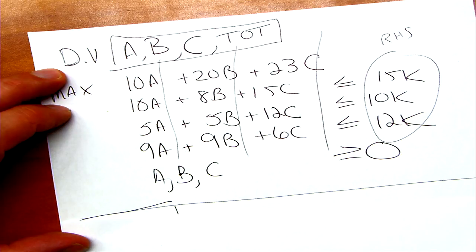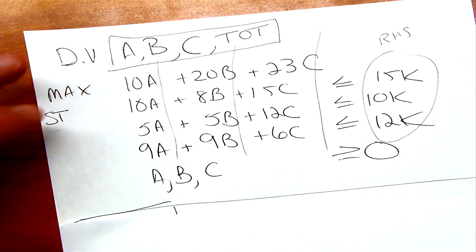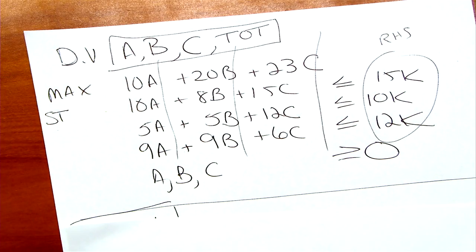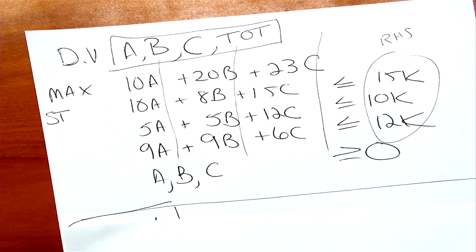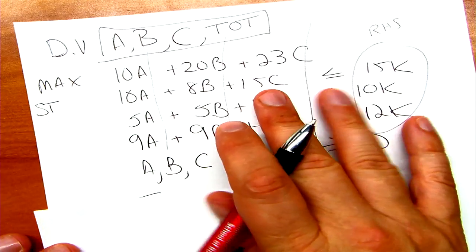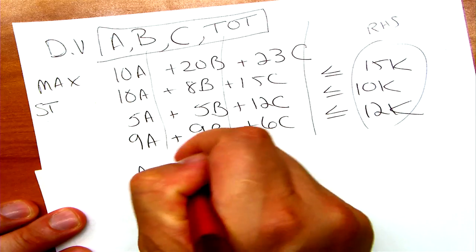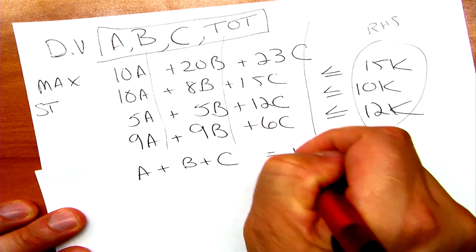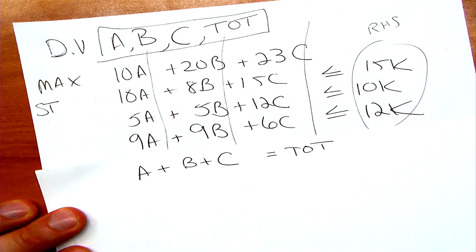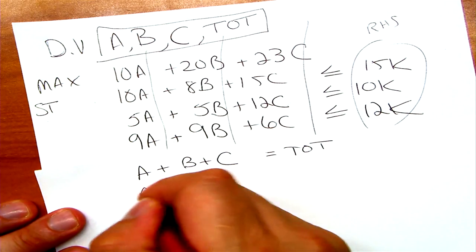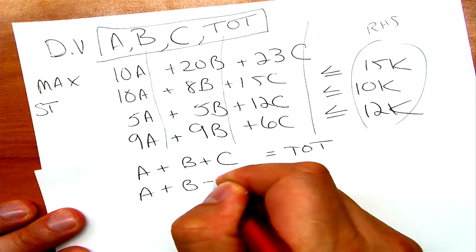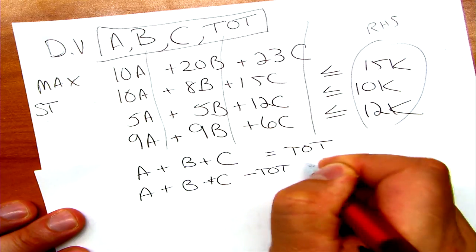And now, to create that decision variable, I need to set a constraint that forces total to be the sum of A plus B plus C. So a constraint that I would add would look like this: A plus B plus C is equal to total. Or another way to write that is A plus B plus C minus tot is equal to 0.